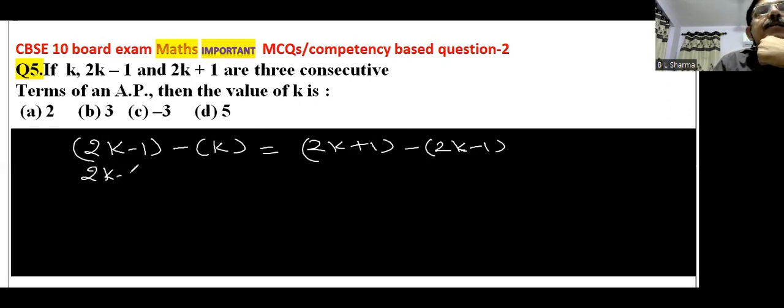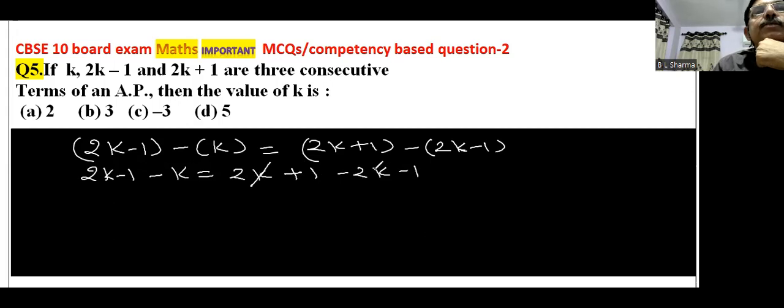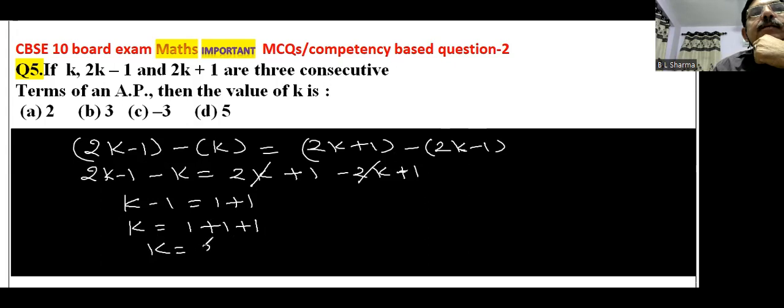So further simplification: 2k minus 1 minus k, open the bracket, 2k plus 1 minus 2k minus 1, this 2k cancels and 2k minus k, that is k minus 1 is equal to, sorry, this is plus sign, so that is 1 plus 1, so k is equal to 1 plus 1 plus 1, so k is equal to 3. Therefore the value of k will be 3. B is the correct option. I think you are getting my point.